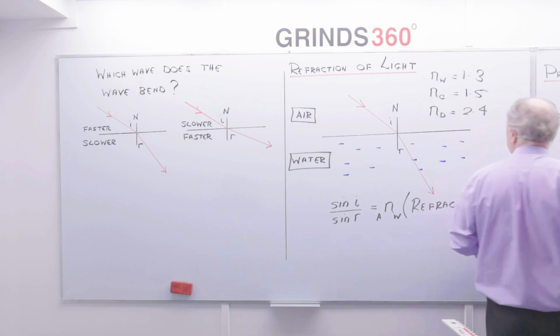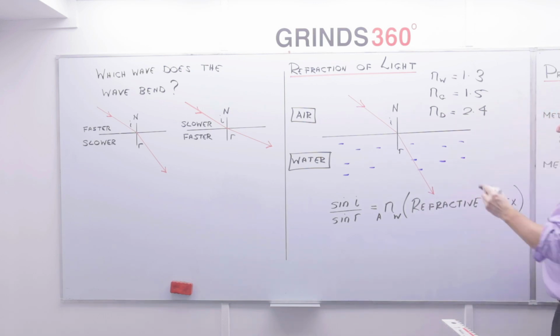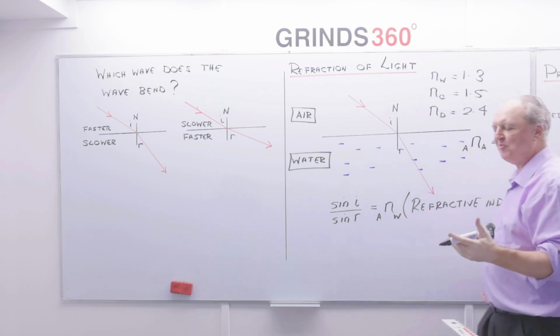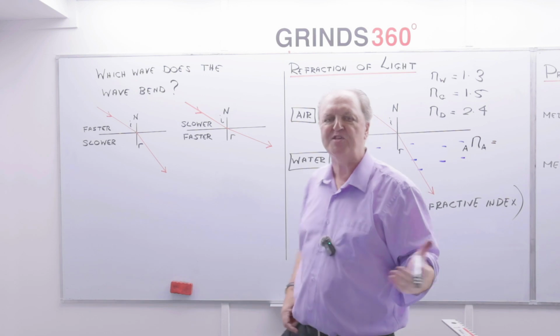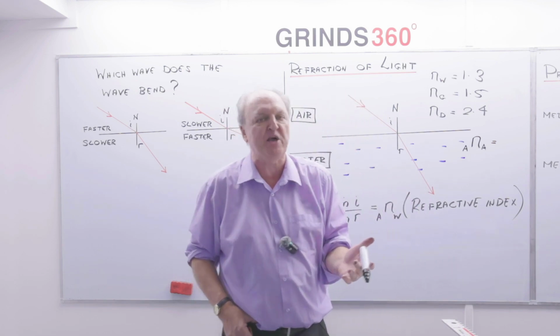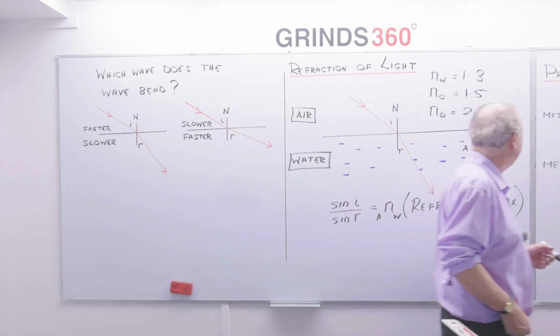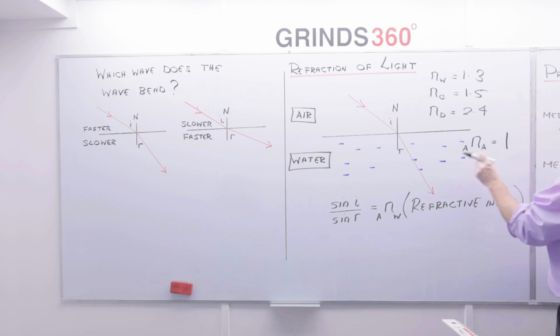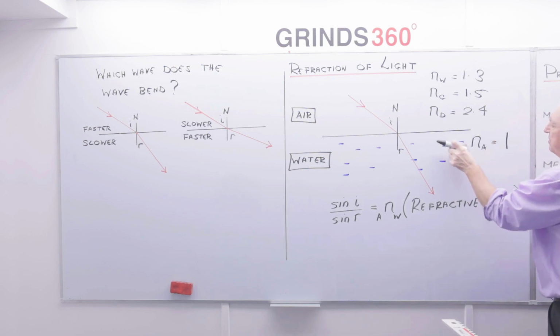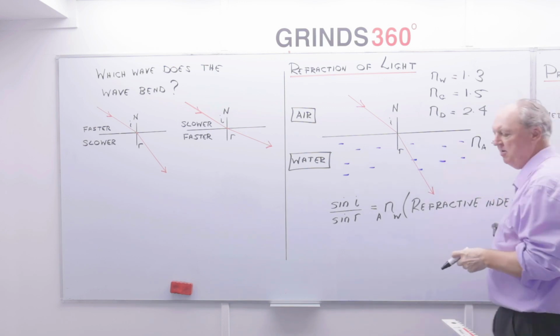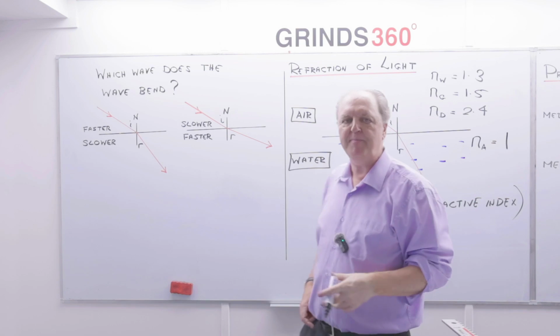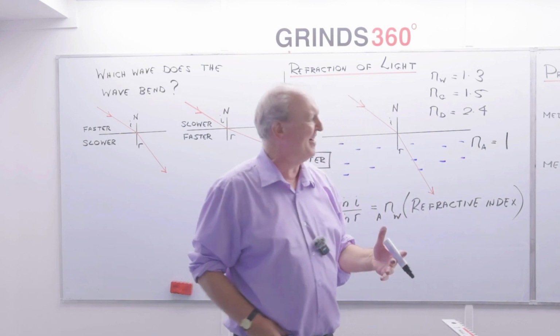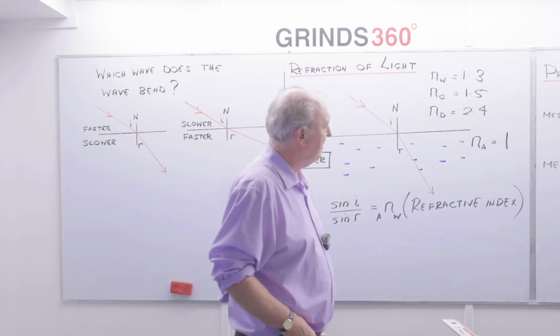So you can tell from the refractive index how much the light bends. The refractive index of air, what do you think that value would be? Well, we're talking about going from air to air. So you're not really going from one medium to another. You're staying in the same medium. So the light's not going to bend. So the refractive index of air is 1. So remember that value. Sine I over sine R: I and R will be the same because the light doesn't bend. So the value is 1.